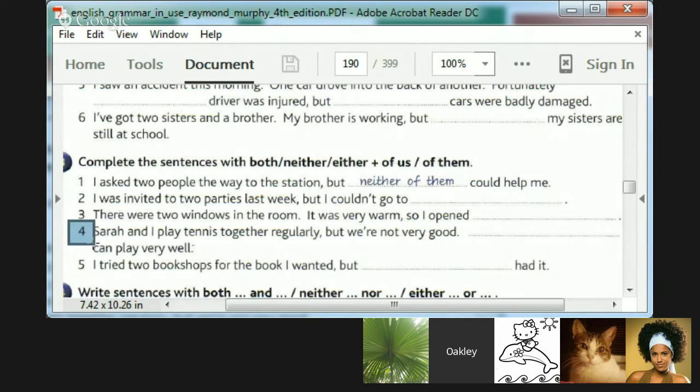Okay. Carolina, number 4. Sarah and I play tennis together regularly, but we were not very good. Neither of us can play very well. Yeah. Now here I would definitely use of us. Neither of us can play very well. Because this really is asking for that stress I was just talking about. So good job.